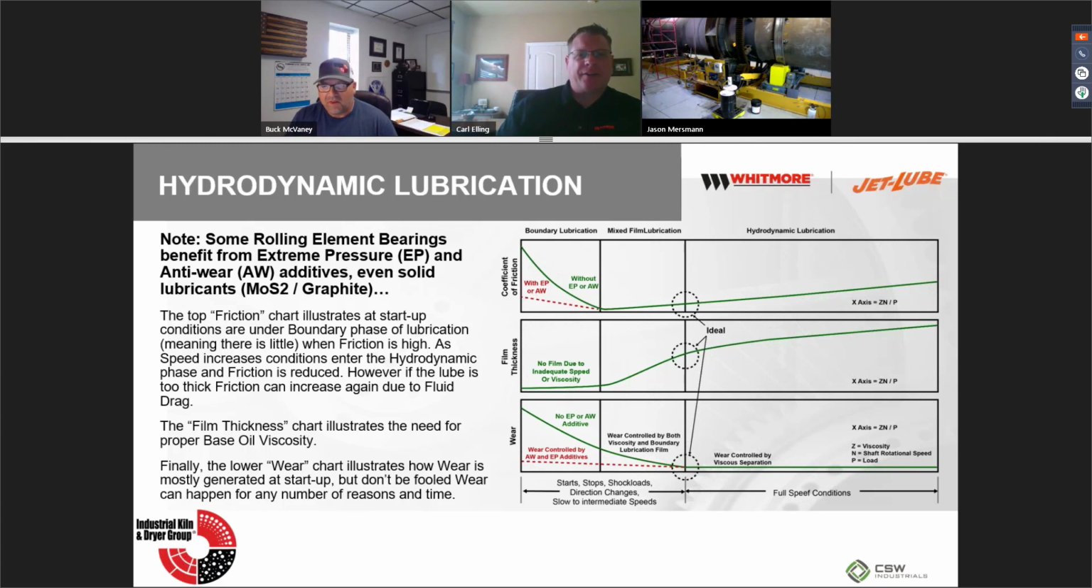So, in hydrodynamic lubrication, some of these rolling element bearings really do benefit from extreme pressure and anti-wear additives, or the AWs, and even solid lubricants like moly or graphite. In a graphical representation, look at the coefficient chart, which is the very top one, at startup. This is where a lot of your wear is created, because you're in boundary lubrication, or metal-to-metal contact. As you're starting it up, without any EP you've got a high wear rate or high friction. So your EP or anti-wear additives would be applicable here. Without them you've got a lot of wear, and with the EP or anti-wear, you notice in the red, you don't have as much friction because you've got a layer of lubricant protection.